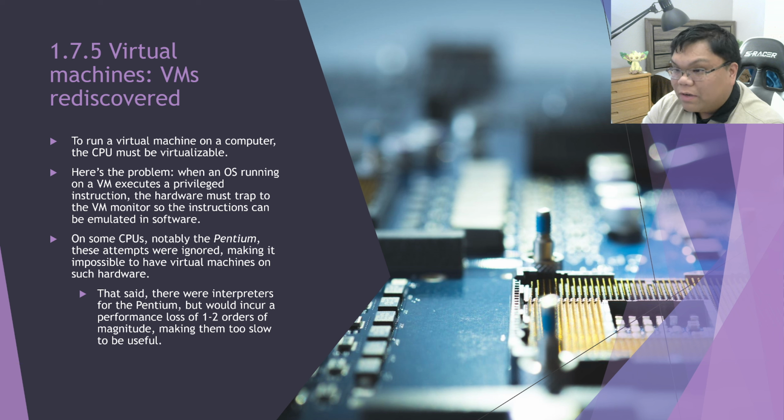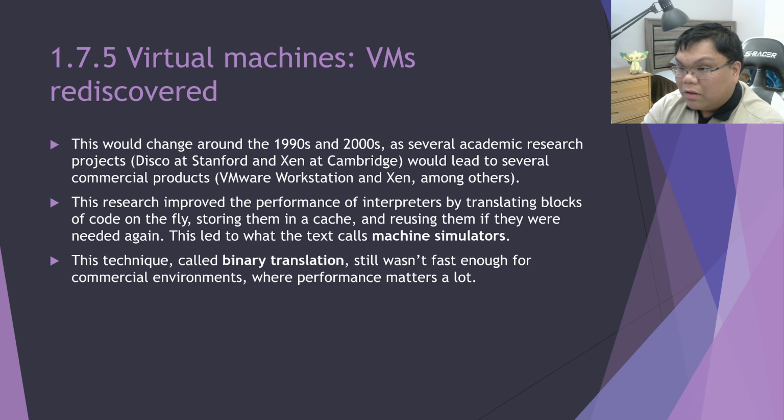For that to work, you need to virtualize. The CPU must be virtualizable, and apparently, that's some of the hardware that we had at the time. No, can't do it. That said, there were interpreters for the Pentium, but this would incur a performance loss. So, even with these interpreters, the virtual machine would run up to 100 times slower than the base machine. Too slow to be useful.